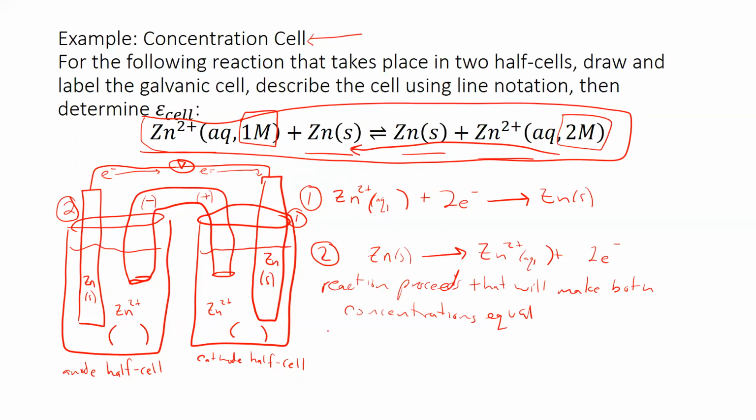And so we can look at this from the standpoint of the equation for the potential for the cell, where the potential of the cell is going to equal the standard reduction potential of the cell minus 0.0591 over N times log of Q.